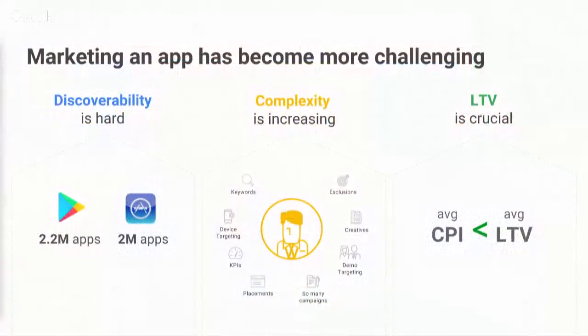Awesome. Thanks, JR. So looking into UAC and machine learning, as JR just alluded to, marketing an app has become a lot more challenging these days, especially with the market being so saturated. With over 2 million apps right now in the Google Play Store, as well as on the Apple App Store, we know that discoverability is harder. And as a marketer, complexity is increasing when you're trying to find the most qualified and most valued users. Above all, lifetime value is really critical to the long-term success of your app's business moving forward, and something that we definitely need to consider with any of your app initiatives.